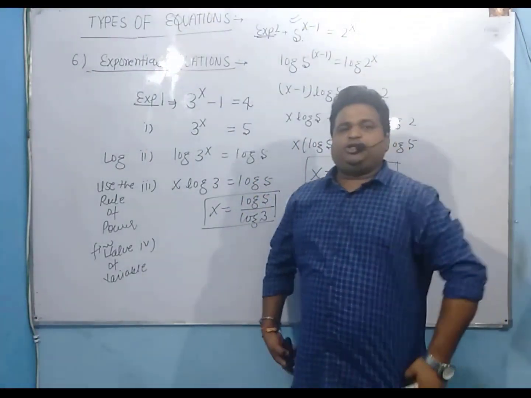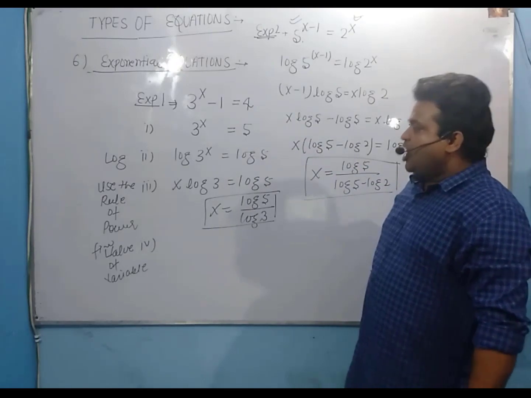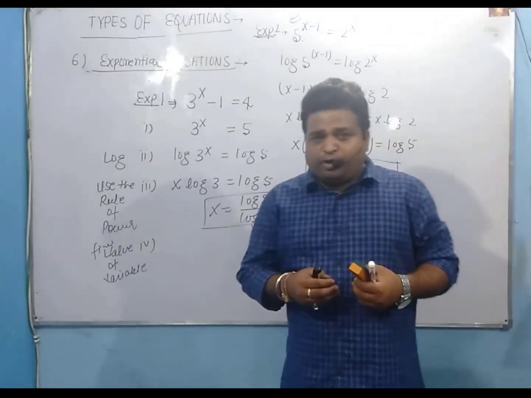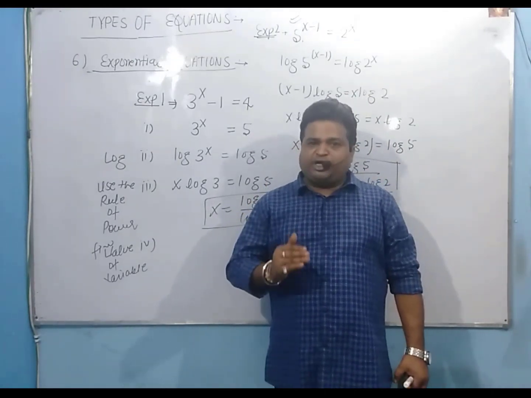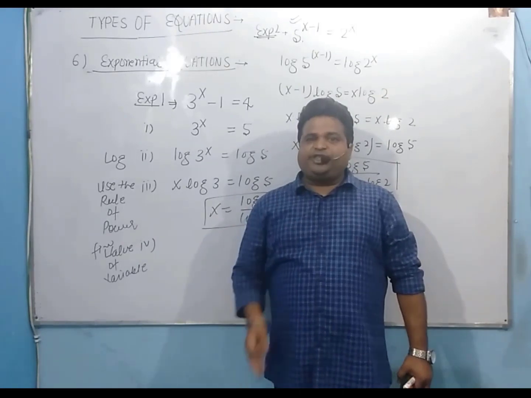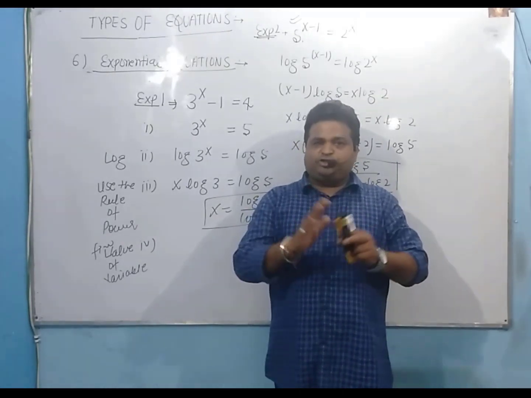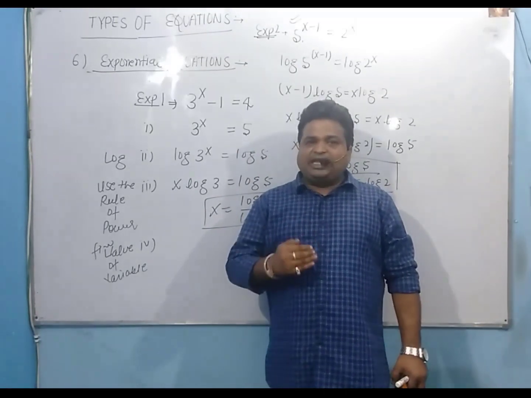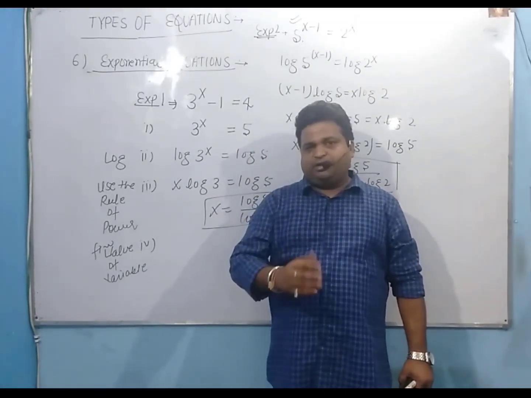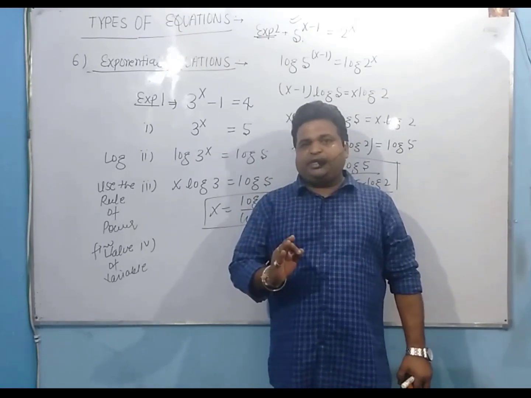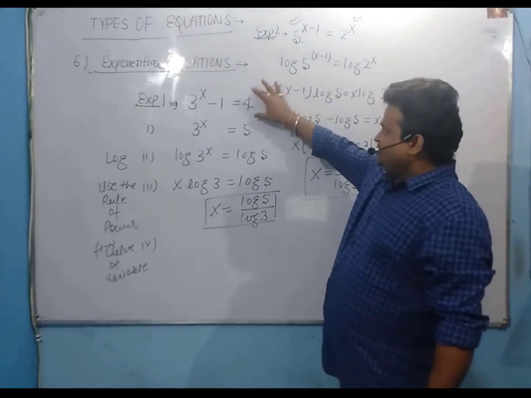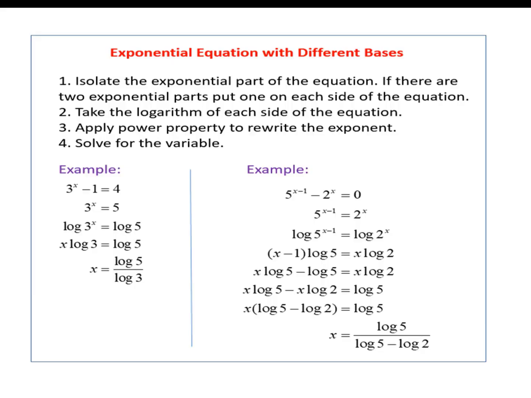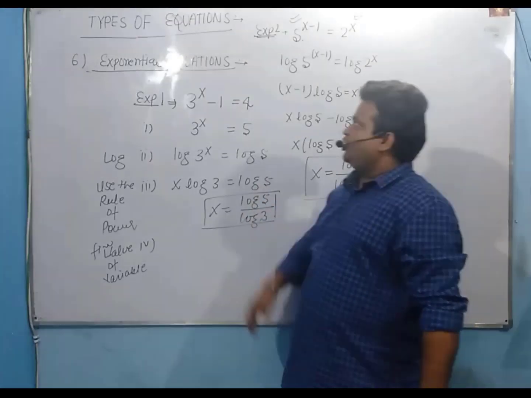So in an exponential equation, you will have the equation in exponential form. How can you solve the equation? There are 4 steps, not methods. First, isolate the exponential part of the equation. If there are 2 exponential parts, then first you segregate them out. Second step is to take the logarithm of each side of the equation. Step number 3, apply the power property and rewrite the equation, and finally solve for the variable. So here the first step is segregating, then taking log, third use the rule of power, and then find the variables. This is how you solve an exponential equation.